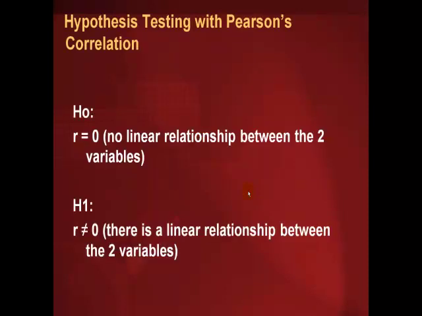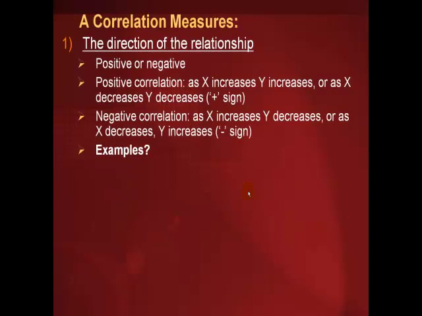When you're doing hypothesis testing with Pearson's correlation, you're either stating that there is no relationship between the two variables, or that there is some kind of relationship between the two variables. There's your null and your alternative. When you're doing your measurement, you have to address the direction of the relationship, positive or negative. A positive relationship has a positive sign, but you don't have to include it. As x increases, y increases, or as y decreases, x decreases. In other words, they both go in the same direction.